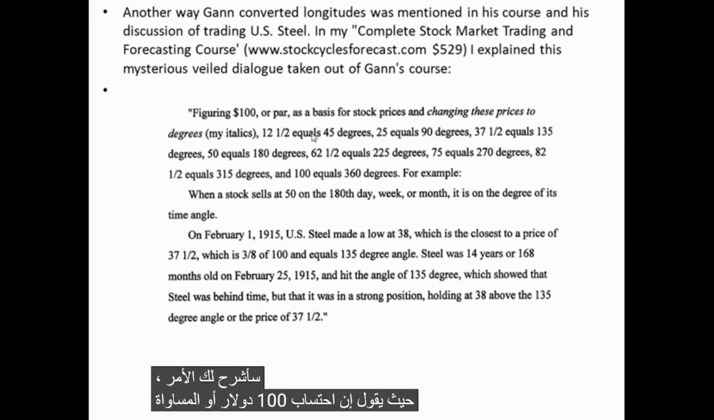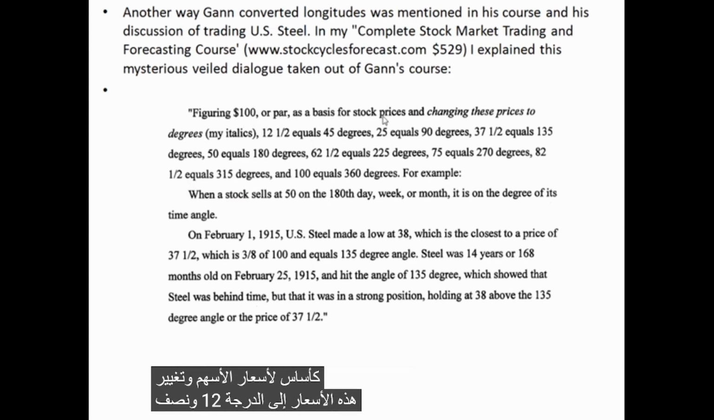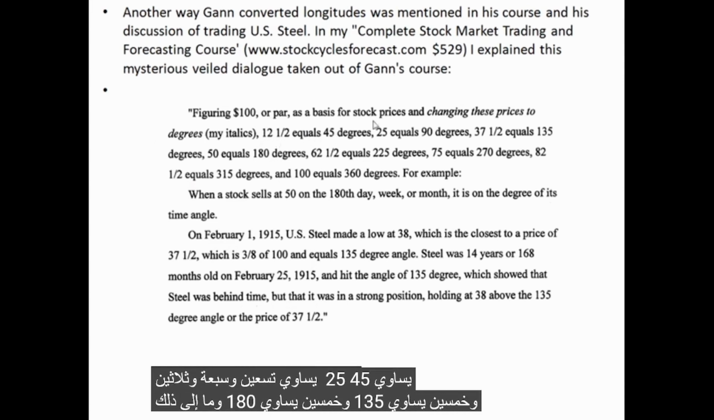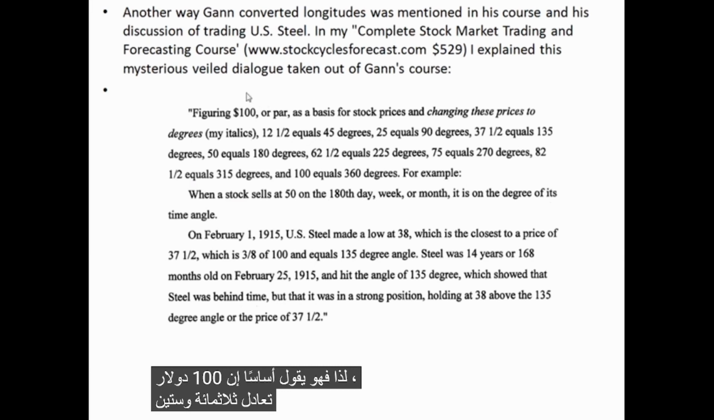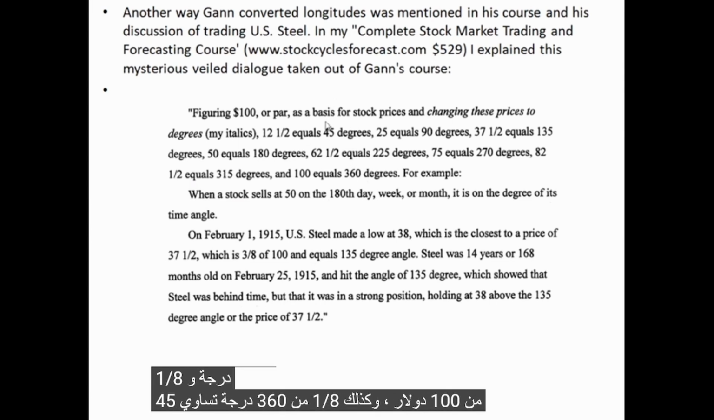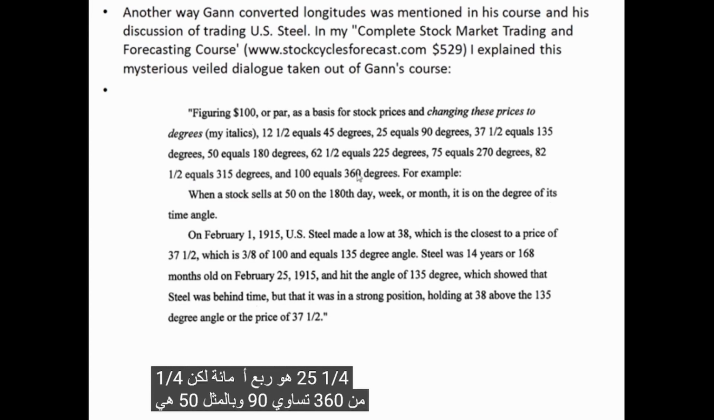He says, figuring $100 or par as the basis for stock prices and changing these prices to degrees, 12.5 equals 45, 25 equals 90, 37.50 equals 135, 50 equals 180, etc. So he's basically saying $100 is the equivalent of 360 degrees. And 1/8 of $100, well, 1/8 of 360 degrees is 45. 25 is a quarter of 100, but 1/4 of 360 is 90. And likewise, 50 is half of 100. It's half of the 360, which is 180.